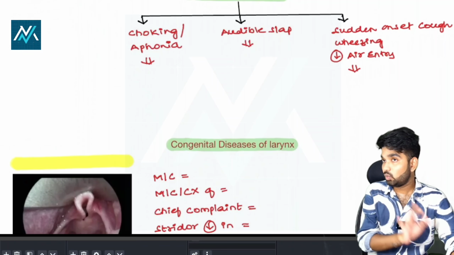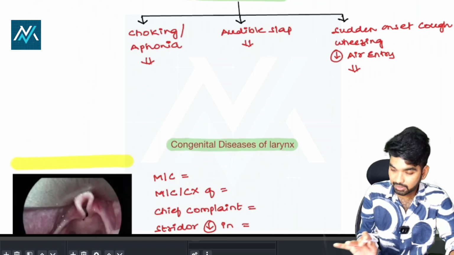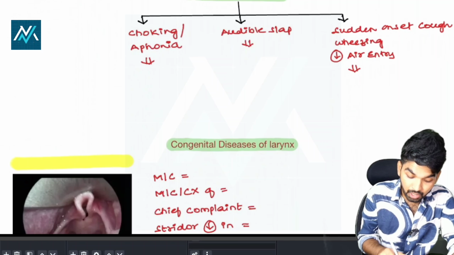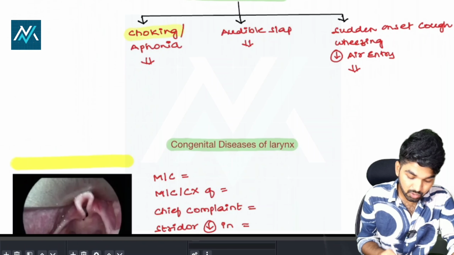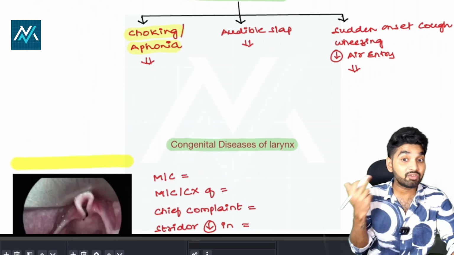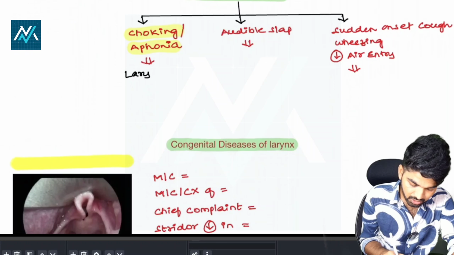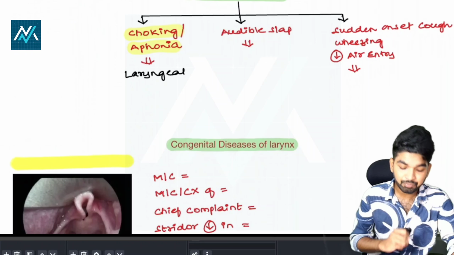So now I know you people are still in a confusion. Now all the confusions will get cleared. Look at this slide. Suppose any child comes to you with choking and aphonia, what will you think immediately? Choking and aphonia. What did I teach you? Laryngeal foreign body, right?